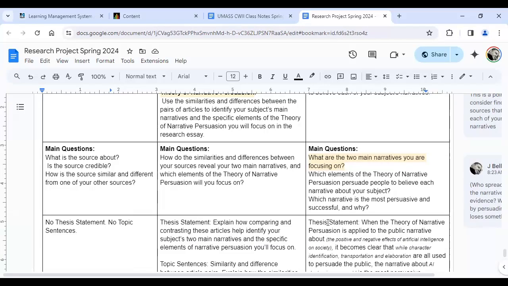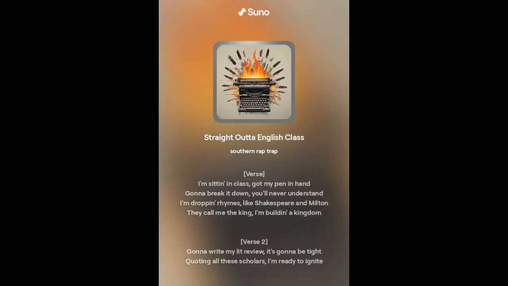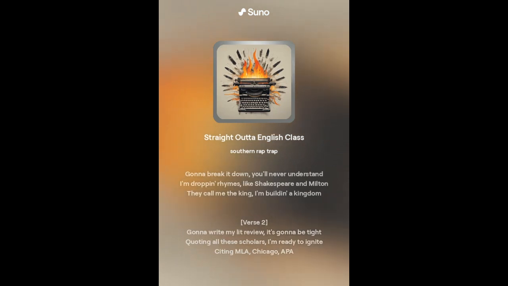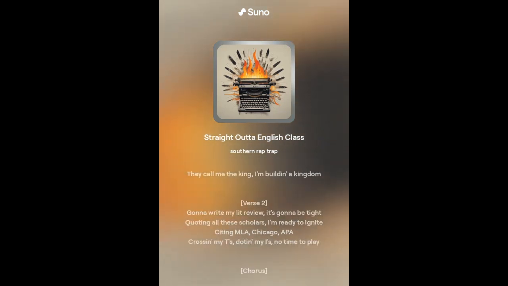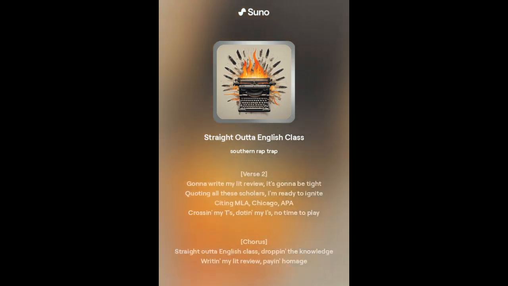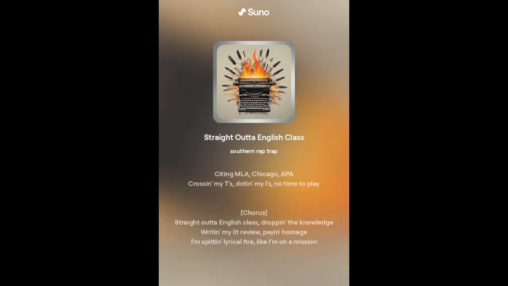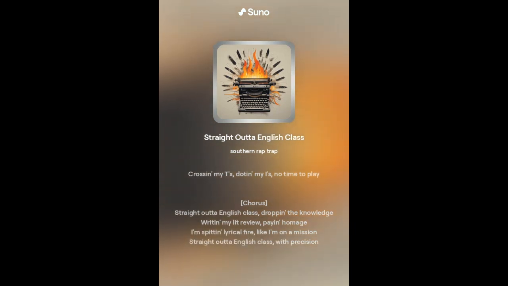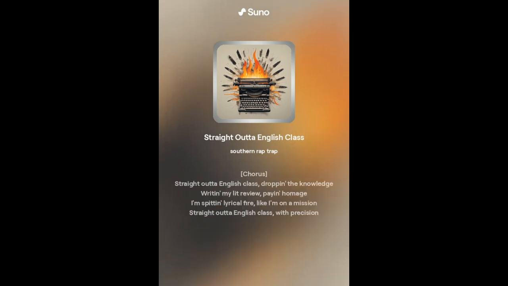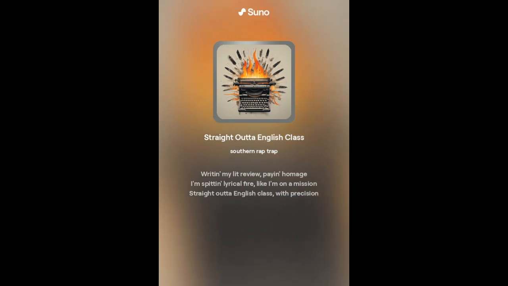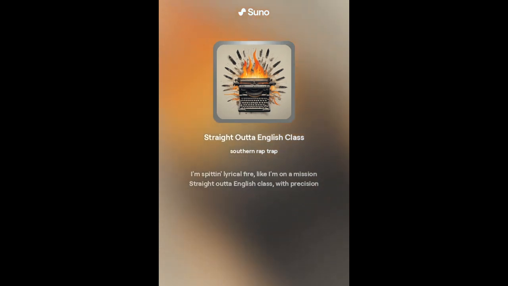I'm sitting in class, got my pen in hand, gonna break it down, you'll never understand. I'm dropping rhymes like Shakespeare, king, I'm building kingdom. Gonna write my lit review, it's gonna be tight. Holding all these scholars, I'm ready to ignite. Citing MLA, Chicago, APA. Crossing my T's, dotting my i's, no time to play. Straight out of English class, dropping the knowledge. Writing my lit review, paying homage. I'm spitting lyrical fire, like I'm on a mission. Straight out of English class, with precision.